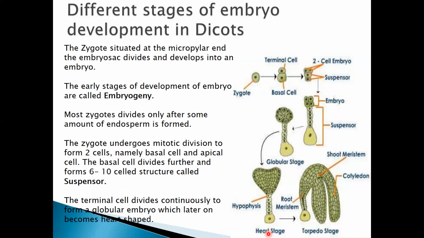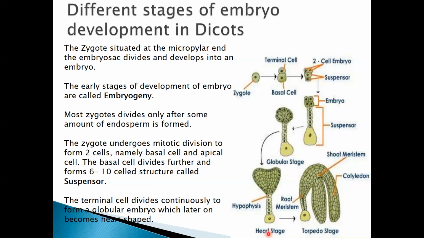So all of you know the micropylar end, where it is, where the micropyle is present. That is the small pore. Yes or no? The small pore is present. That is nothing but the micropylar end. The embryo sac divides and develops into an embryo. Embryo sac, you remember? Yes. The embryo sac consists of the antipodal cells, egg apparatus, then the central cell with the two polar nuclei. That embryo sac divides and develops into embryo.